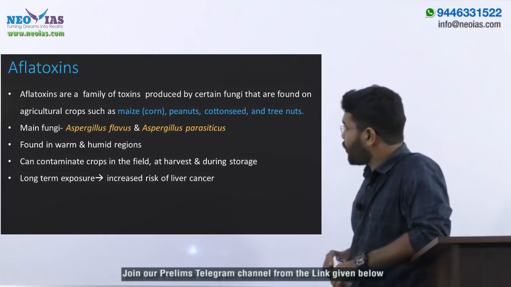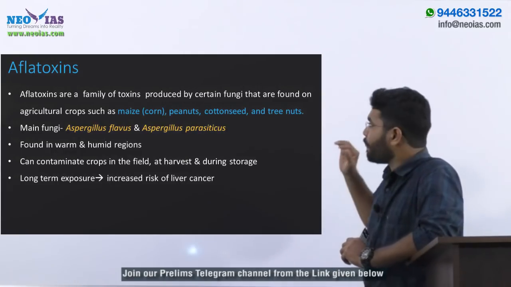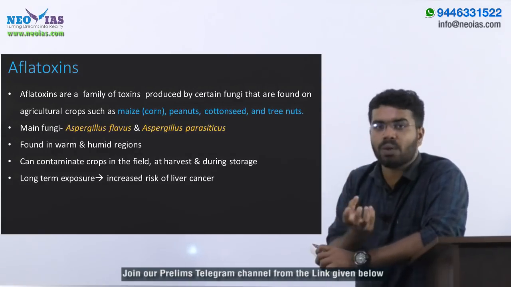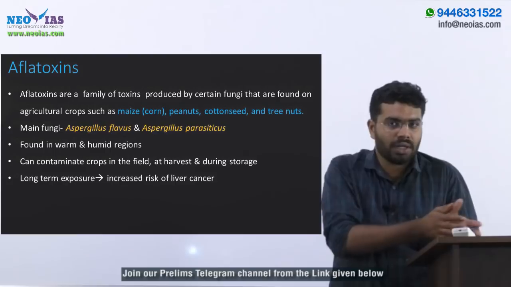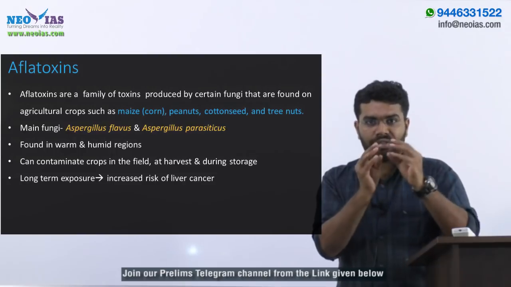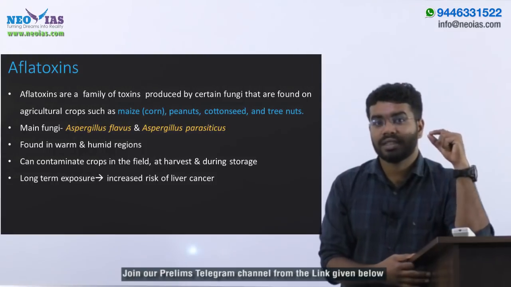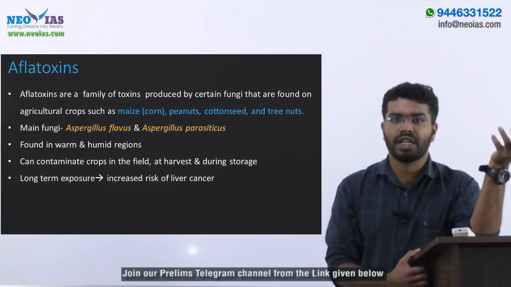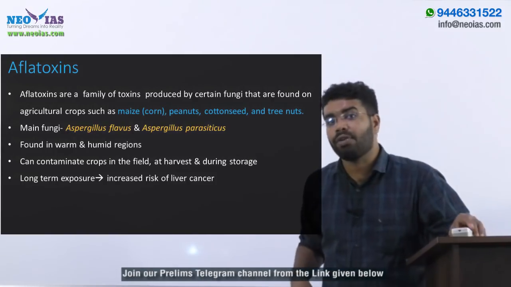Aflatoxins are a family of toxins produced by certain fungi that are found on agricultural crops such as maize, corn, peanuts, cottonseed and tree nuts. See, if you buy roasted groundnut that is not fresh, a very old or stale one, and you open the peanut, in the middle of the two parts we see some kind of black fungus, a mold, black powdered thing. That is a certain kind of fungi which, if not treated well or not heated, can produce certain chemicals. Those chemicals are called aflatoxins.